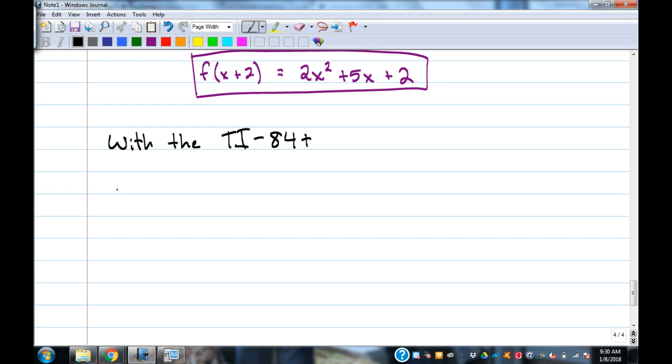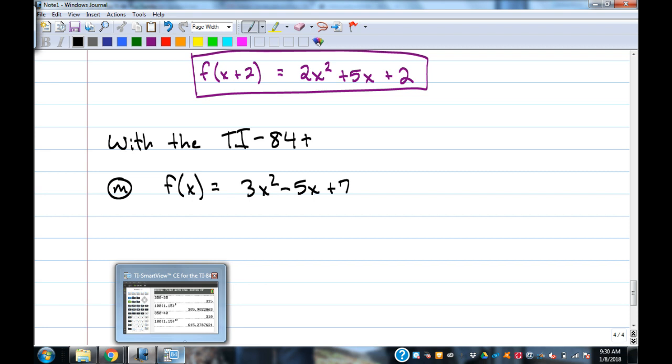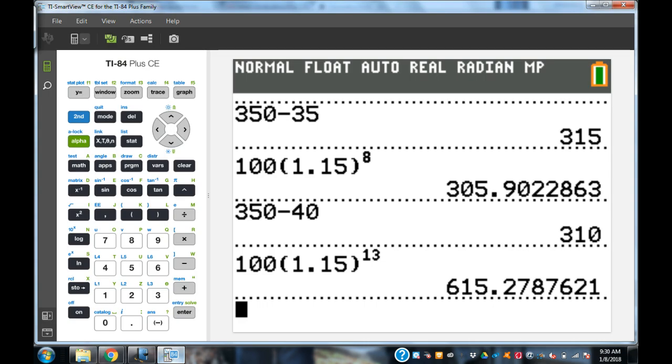Let's say they gave you this function, f of x is equal to 3x squared minus 5x plus 7. A couple of different ways to do it. Both get you the exact same answer. But if I'm just getting one function value, I'd rather do it in the regular calculator screen. That way, if I need a fraction answer, I can get a fraction answer. If I need a decimal answer, I can get a decimal answer.